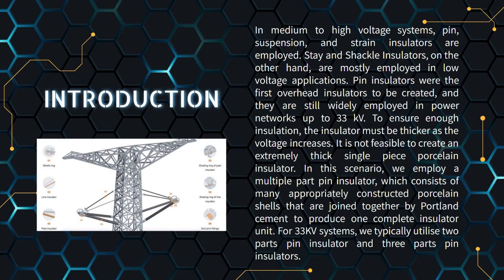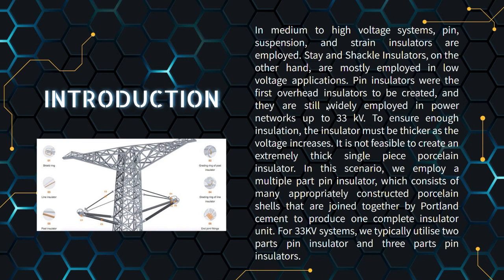insulating. So it is not feasible to create an extremely thick single piece porcelain insulator. In this scenario, we employ a multiple part pin insulator, which consists of many appropriately constructed porcelain shells that are joined together by Portland cement to produce one complete insulator unit. So this is the explanation of how they come up with one complete insulator unit. For a 33 kV system, we typically utilize a two part pin insulator and a three part pin insulator.